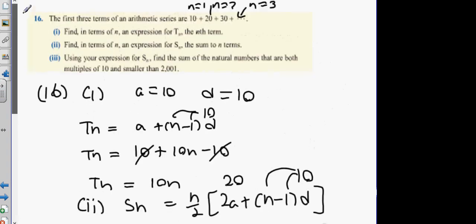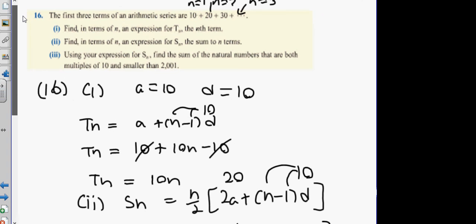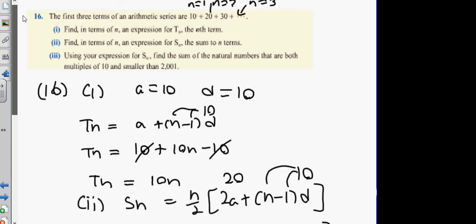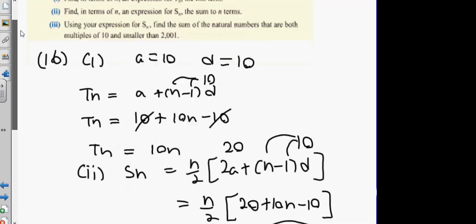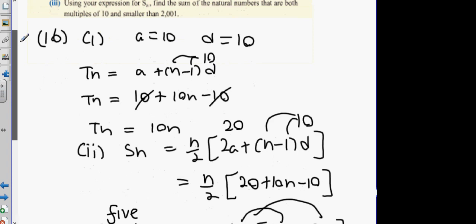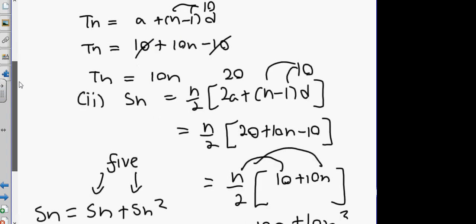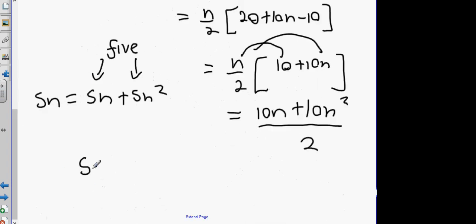Now, what we're asked to do next is, using your expression for S of n, find the sum of the natural numbers that are both multiples of 10 and smaller than 2001. Find out how many of them I can add together that's still smaller than 2000. So what I say is S of n equals 2001.